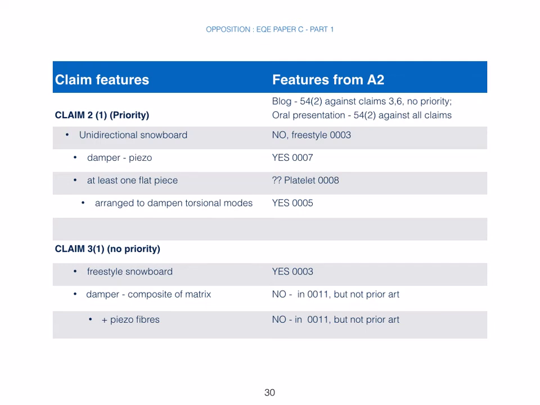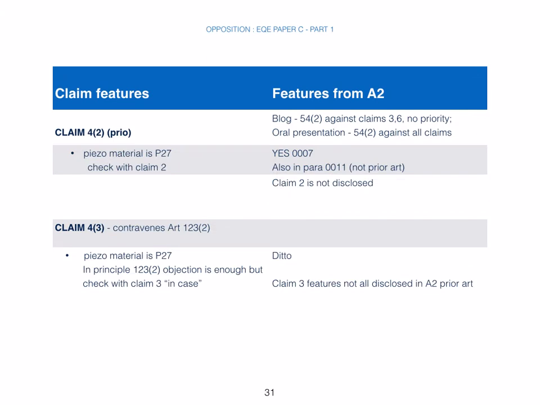Claim 3, no priority. Freestyle snowboard, yes, paragraph 3. Damper, composite of matrix and piezoelectric fibers. It has a freestyle snowboard, yes. Damper made of matrix and piezo fibers, no. That is disclosed in paragraph 11 of Annex 2, but that is not part of the prior art. So we'll go then to claim 4.